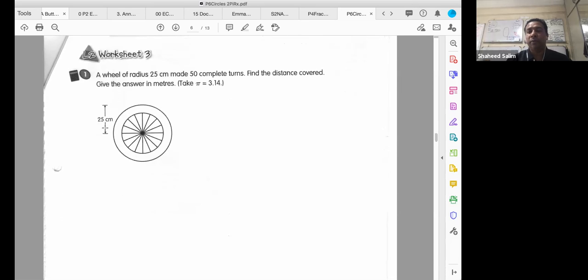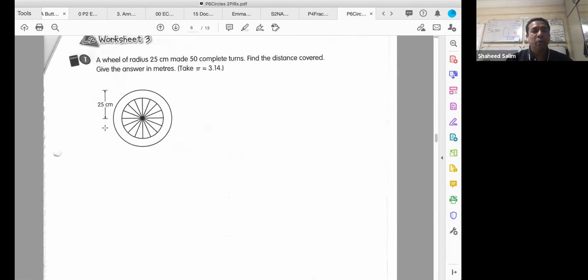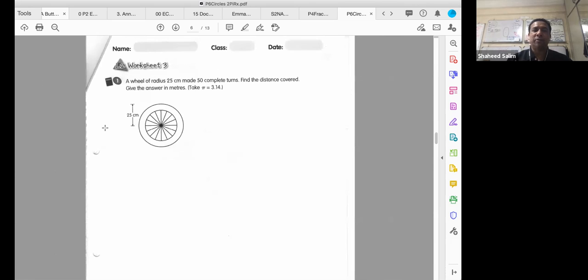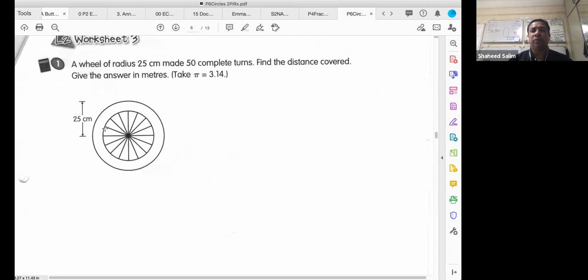Be careful now. Now we're going to, you think about this. You try to solve this problem sum. Okay, you think and you try to solve this problem sum. Pi must be using 3.14.